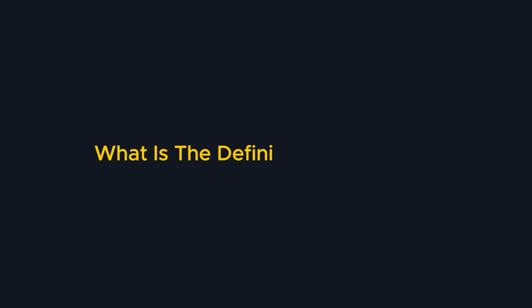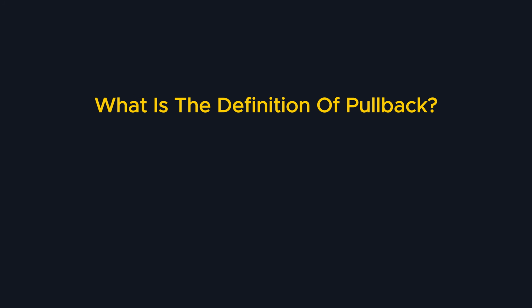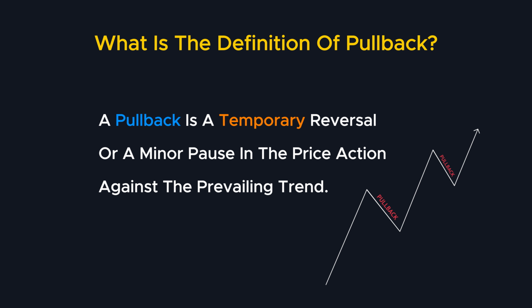The first question is, what is the definition of pullback? A pullback is a temporary reversal, or a minor pause in the price action, against the prevailing trend. It occurs when buyers and sellers contend for dominance in the market, leading to a trending or impulsive movement that created internal liquidity, characterized by inefficiency or static liquidity, awaiting to be swept or filled. In simple words, the price experiences a reversal and a brief interruption against the dominant trend, fills the internal liquidity, or clears static liquidity, before continuing in its overall trending direction.